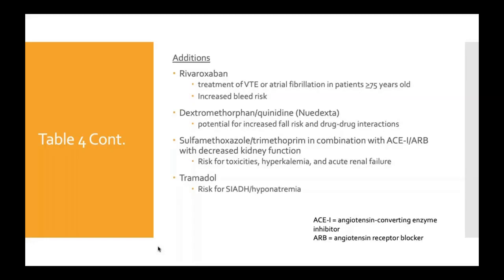Okay, additions to this table include rivaroxaban for the treatment of venous thromboembolism or AFib in patients who are older than 75. Dabigatran had already been included in the criteria, so this was added. There's an increased risk of bleeding. And just a reminder to really watch in patients who are also on amiodarone, fluconazole, rifampin, or phenytoin, as those are significant drug interactions that can further increase that risk of bleeding.